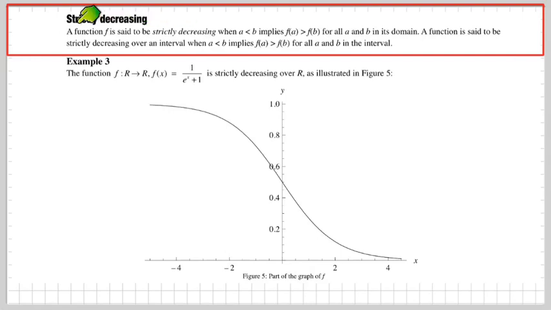Strictly decreasing. The function f is said to be strictly decreasing. Well, it's exactly analogous to strictly increasing, where a is less than b implies that f of a in this case is more than f of b, because it's going down as you move from left to right across the page. For all a and b in its domain, the function is said to be strictly decreasing over an interval a to b if f of a is greater than f of b for all a and b in that interval.